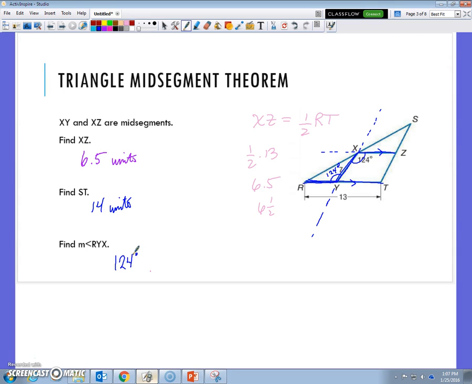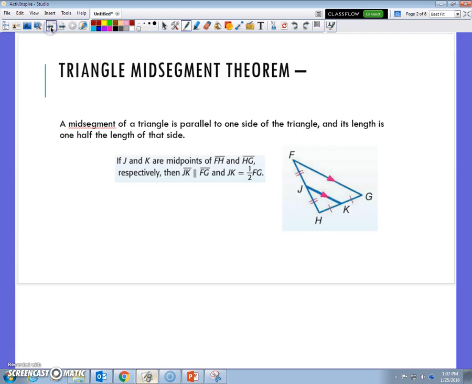This is called the triangle midsegment theorem. We can find all these things quickly through the triangle midsegment theorem. I just want to reiterate one more time. I know it's annoying, but we're going to do it one more time. This guy is half the length of this guy if these are midsegments. This guy is guaranteed to be parallel to this guy if they're midsegments.